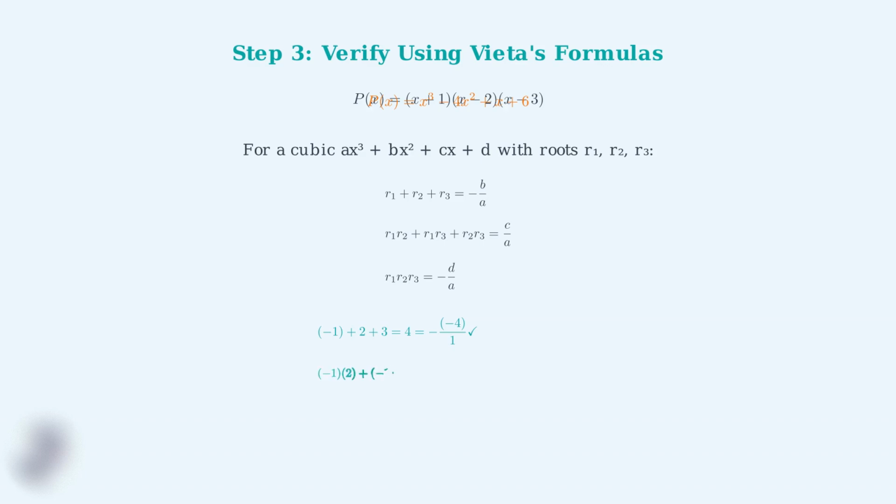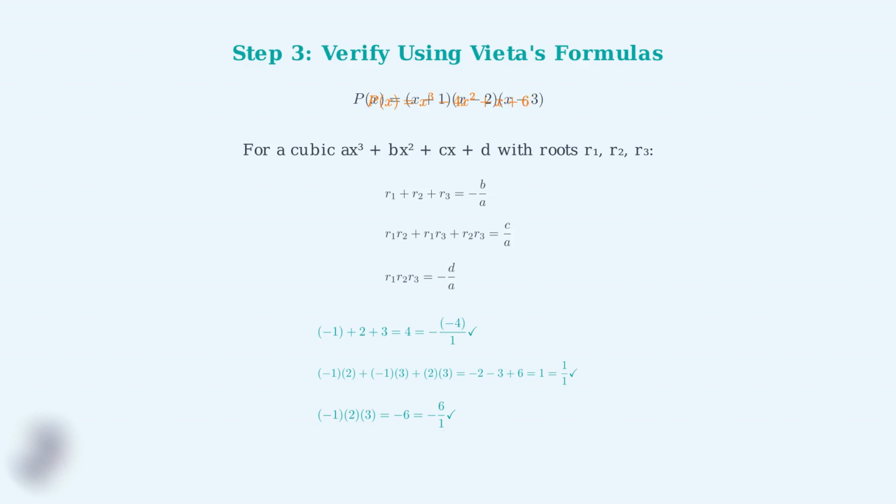Check. The sum of products taken two at a time. -1 times 2 is -2, -1 times 3 is -3, and 2 times 3 is 6. Adding these, -2 minus 3 plus 6 equals 1, which matches c over a. Check. Finally, the product of all roots, -1 times 2 times 3 equals -6, which equals -d over a, or -6 over 1. Check. Perfect.